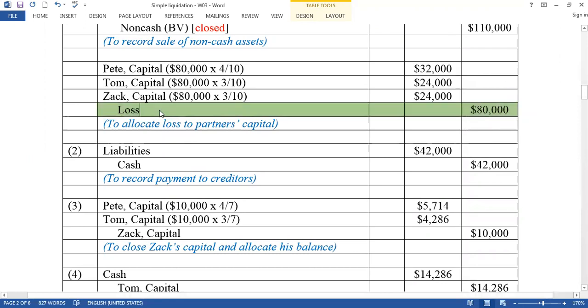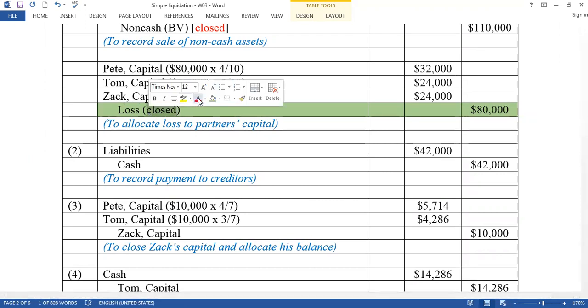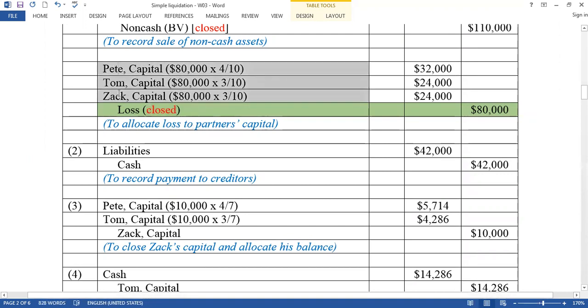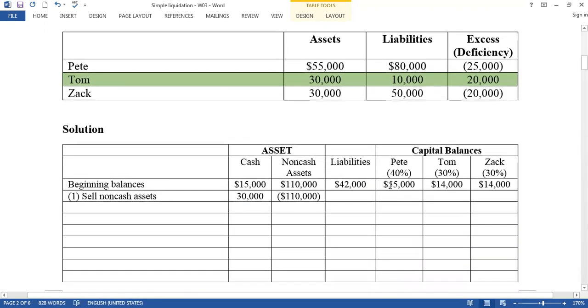That means loss closed. Loss account closed, right? And we transfer this loss to the capital account. And you know that loss means capital will decrease. And we know the formula. So this is the credit balance. You know that this capital is the credit balance.